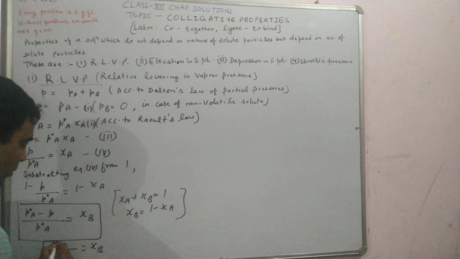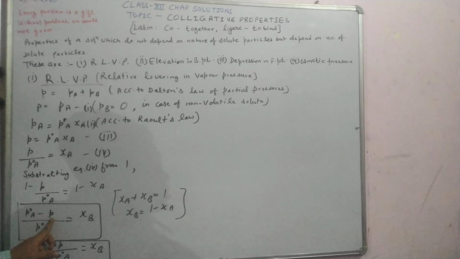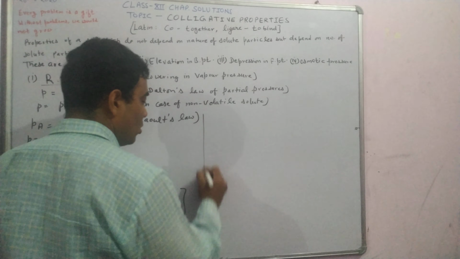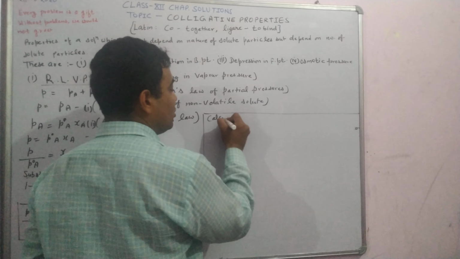That is the second expression for relative lowering in vapor pressure, where delta P is equal to P node A minus P. P node A is the partial pressure of A, the solvent, and P is the total pressure of the solution, and XB is the mole fraction of solute. From this relative lowering in vapor pressure equation, we can calculate the molar mass of a non-volatile solute. So next is about how we can calculate the molar mass of a non-volatile solute.